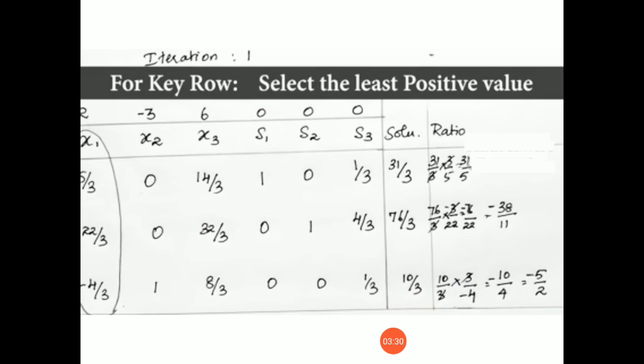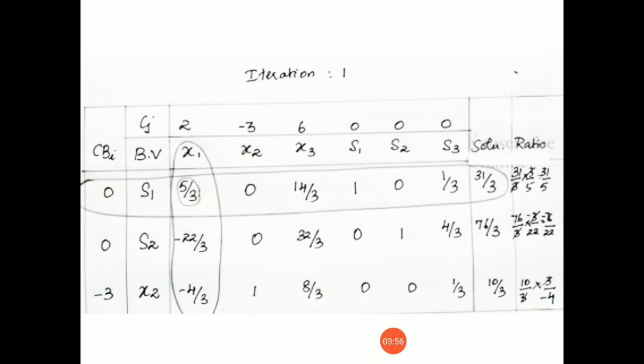Now the next step is to find the least positive value in the ratio column. As you can see, there is only one positive value and that is the least one only. So here it is 31 by 5. Corresponding to 31 by 5, we will encircle the corresponding row, and this row is known as the key row. Where the key column and key row intersect, that element is the key element. Here it is 5 by 3.